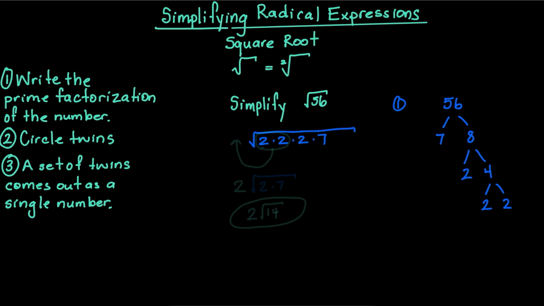And you'll see those are all my prime numbers from my factorization. So 2 times 2 times 2 times 7 is equivalent to 56. I'm going to circle any twins. I have twins that are 2s, and I know they are going to come on the outside as a single number. So it's going to be a 2. And then 2 times 7 will stay under my radical because they do not have a twin. So my final answer is 2 radical 14.